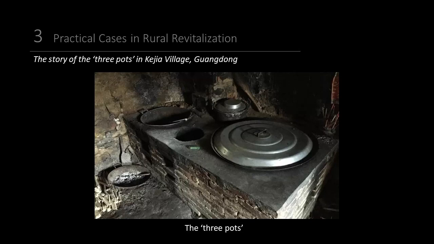In Kejia culture, the 3 pots have another layer of meaning. The big pot represents the longevity of the elders in the family. The middle pot represents the career of the middle-aged people, and the smallest represents the future of the children. The 3 pots always sit there like a faith of theirs.